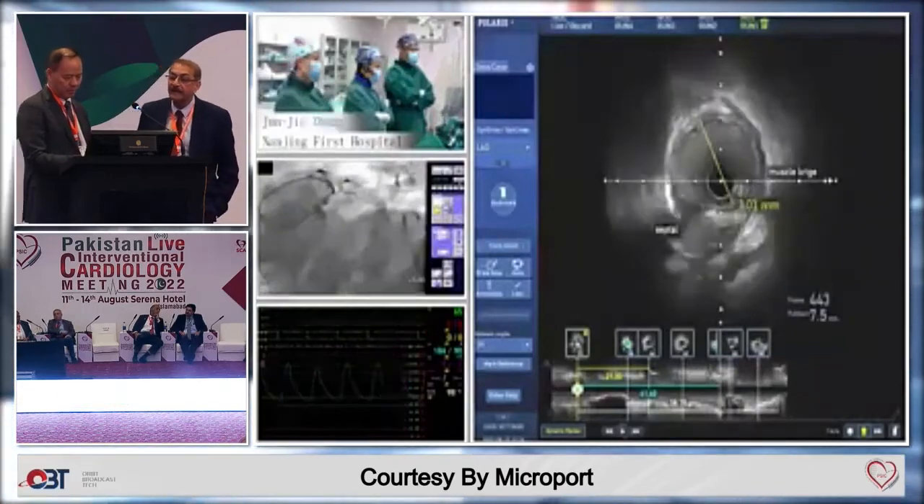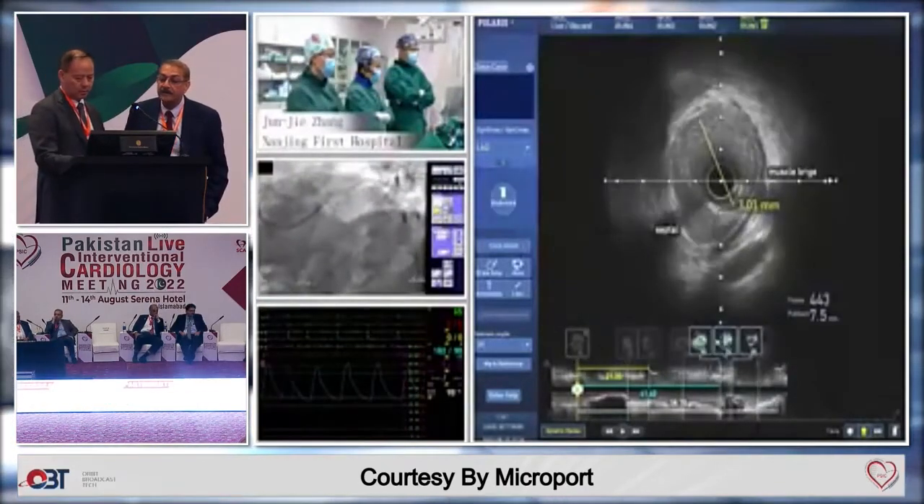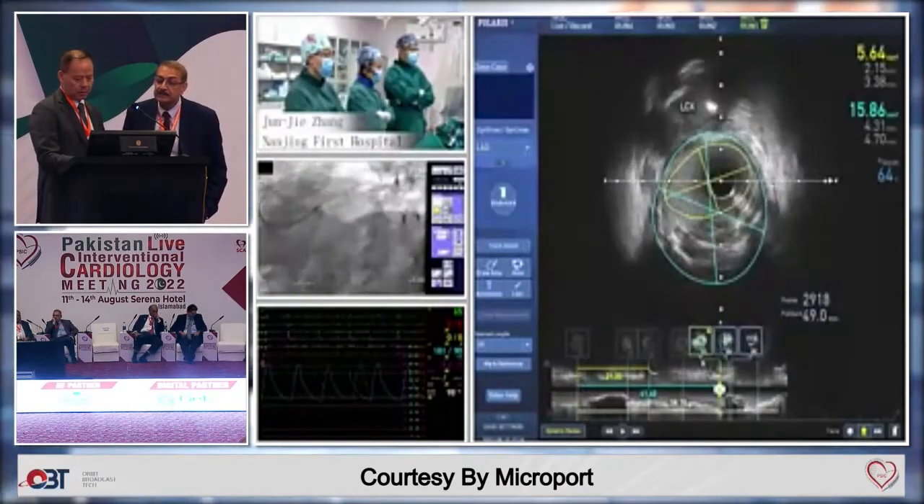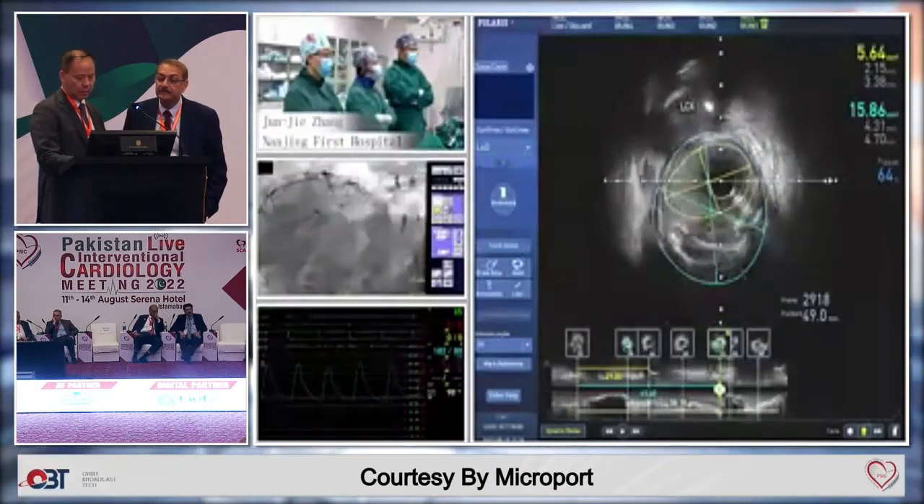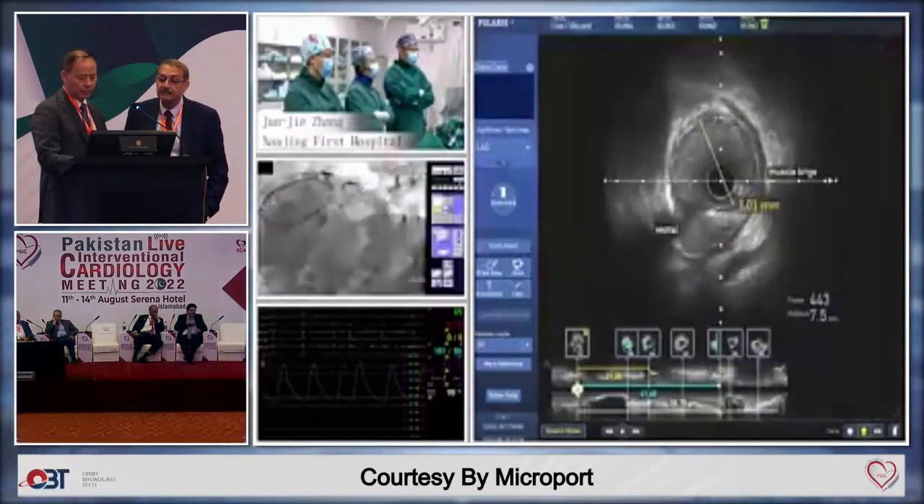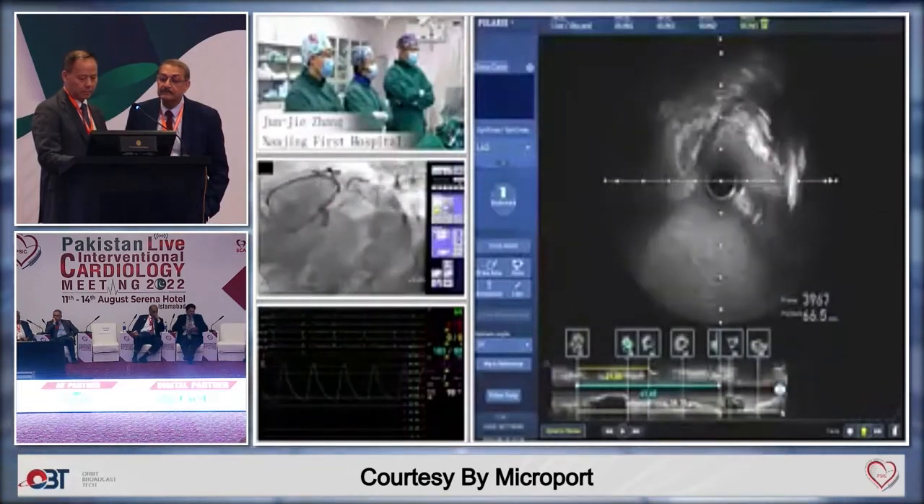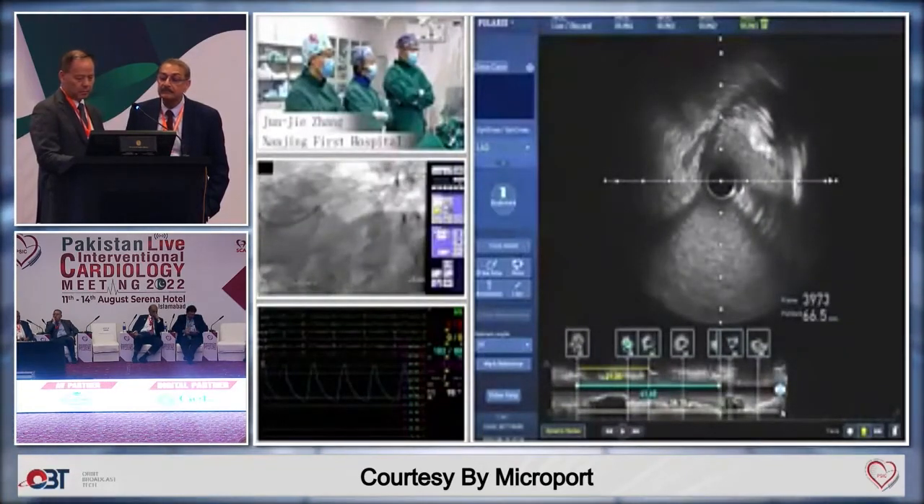The narrowness from the distal reference to ostium LAD is 41 millimeter. And the whole narrowness from the distal reference to ostium left main is about 58 millimeter.